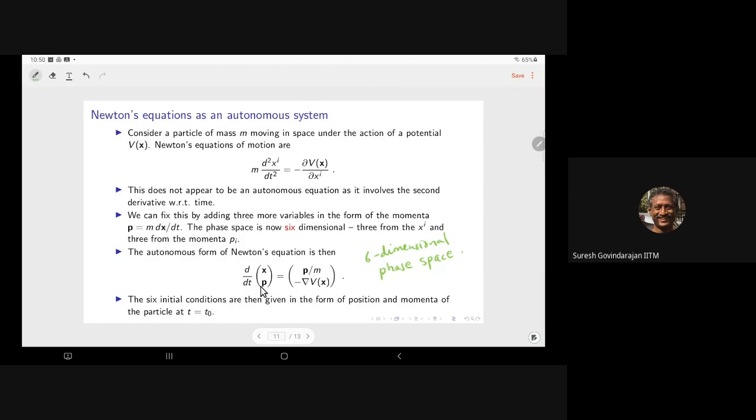Now to solve this equation, the 6 initial conditions are given in the form of the position and momenta of the particle at time t equal to t naught. So this actually addresses somebody's question. When I say phase trajectory here, you can see in Newton's equations it means motion in that 6-dimensional phase space and not the 3-dimensional coordinate space.